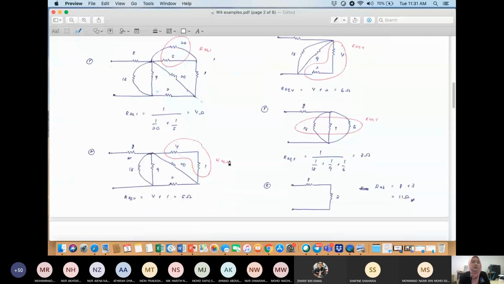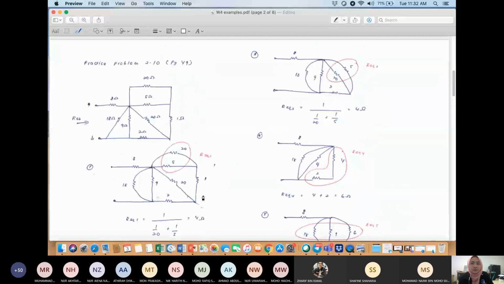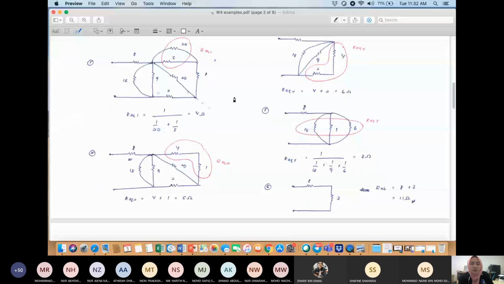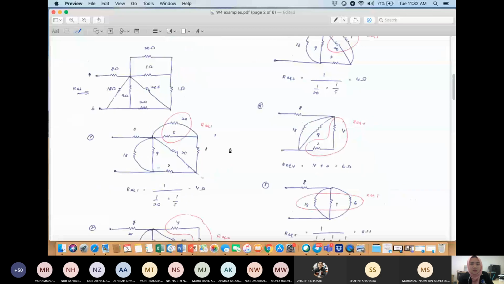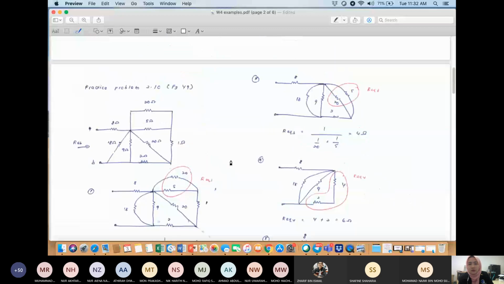Now you have this circuit. You can see that the 4 ohm here and 1 ohm are in series. I name this R equivalent 2. So R equivalent 2 is basically 4 plus 1, which is equal to 5. Next, from this circuit you will get the circuit in 3 here. Instead of having 4 and 1, now you have a single resistor with a value of 5 here.